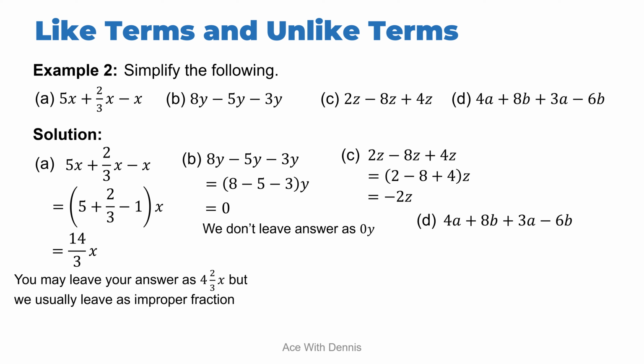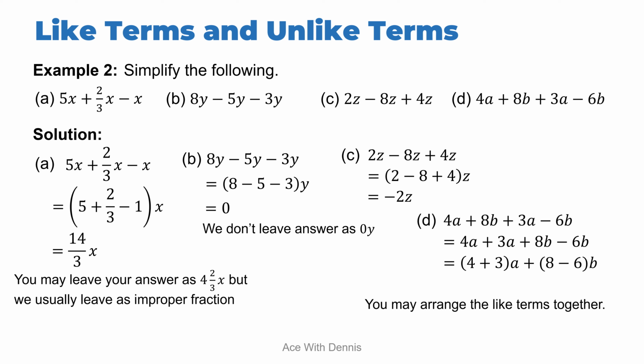For D, 4a plus 8b plus 3a minus 6b. So for this case, we have two pairs of like terms. The first pair is 4a and 3a, and the second pair is 8b and minus 6b. We can rewrite this expression as 4a plus 3a plus 8b minus 6b, where you may arrange the like terms together to make the working easier.